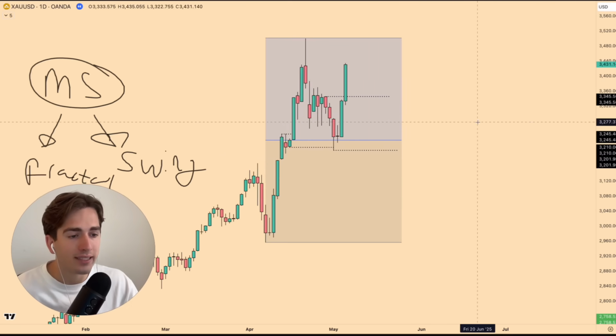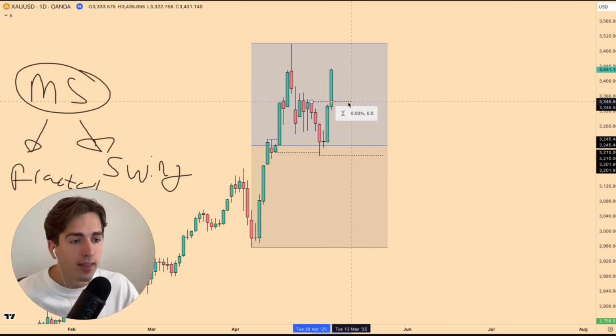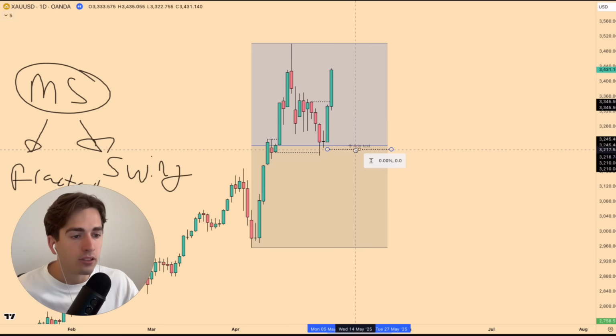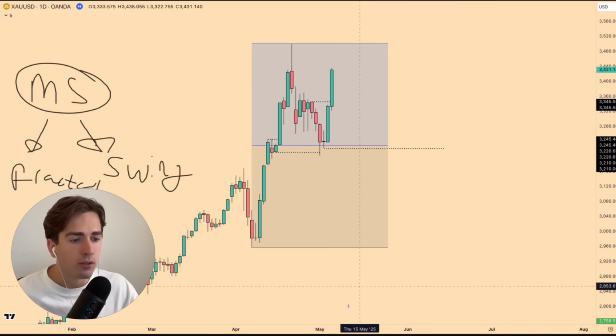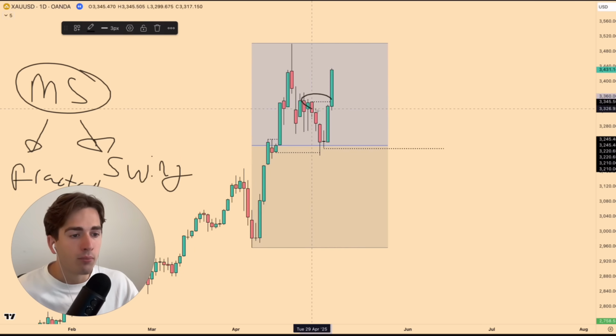So what we see happening here is that a lot of momentum comes into the market. That means that we break the fractal high. This doji candle's low is now my fractal low, as this is the most recent low that broke this high.